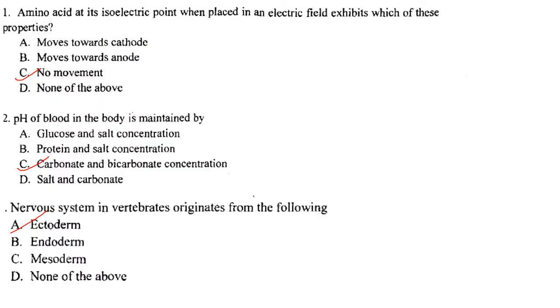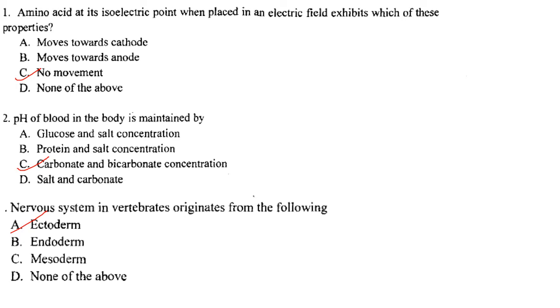So coming to the first question. Amino acid at its isoelectric point when placed in an electric field exhibits which of these properties? So it exhibits no movement because it is at the isoelectric point. So answer is option C. Then pH of blood is maintained by, this is a repeated question. So that is carbonate and bicarbonate concentration.